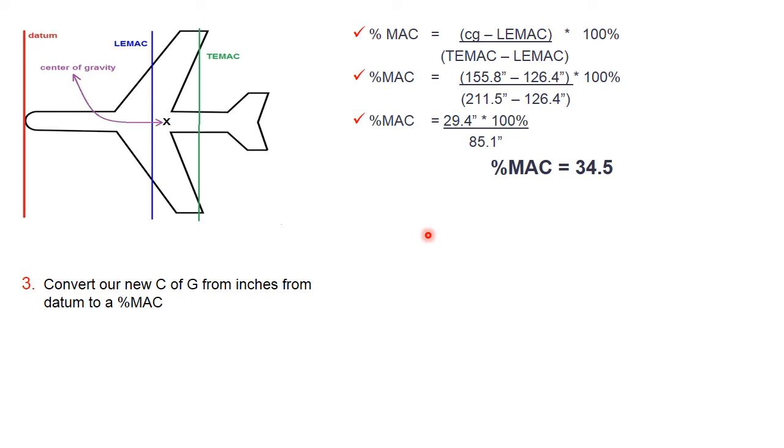Once I input the values into this formula and perform the necessary calculations, I find out that my new center of gravity after the cargo has been removed is 34.5%.